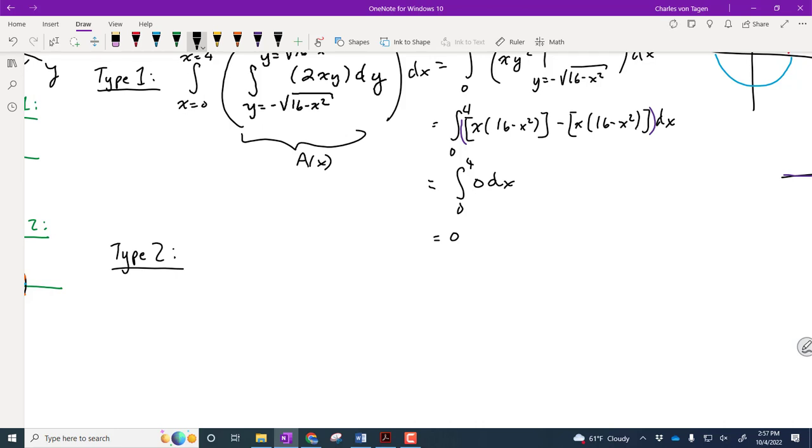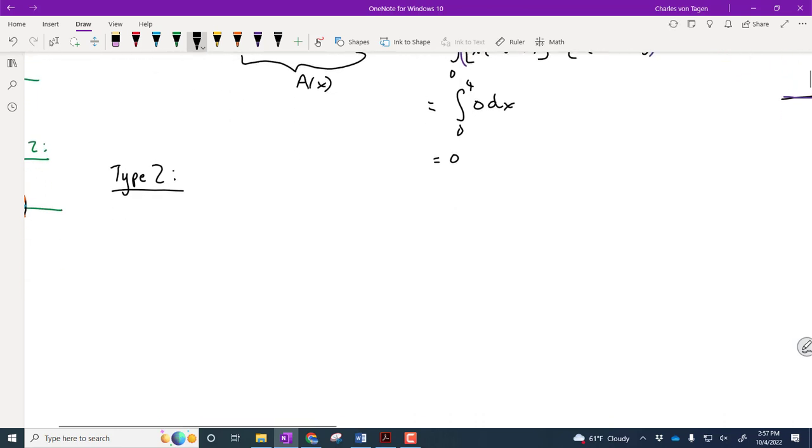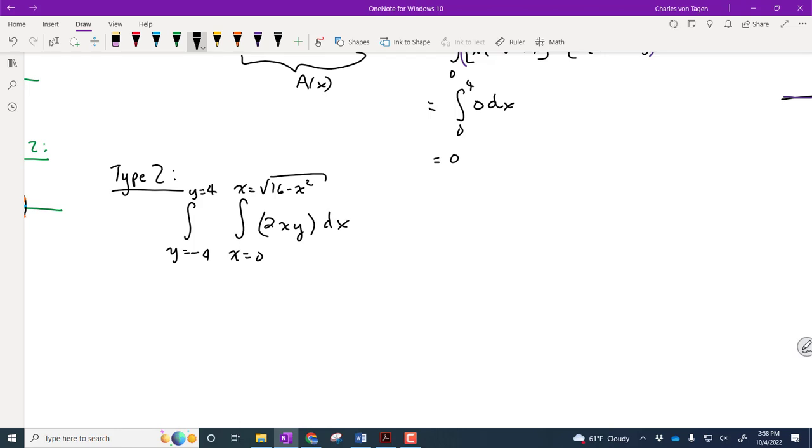Okay? So if we evaluate this as a type 2 integral, it'll be the integral from y equals negative 4 to y equals 4 of the integral from x equals 0 to x equals the square root of 16 minus x squared of 2xy dx dy. Should it be 16 minus y squared? 16 minus y squared. Thank you so much.